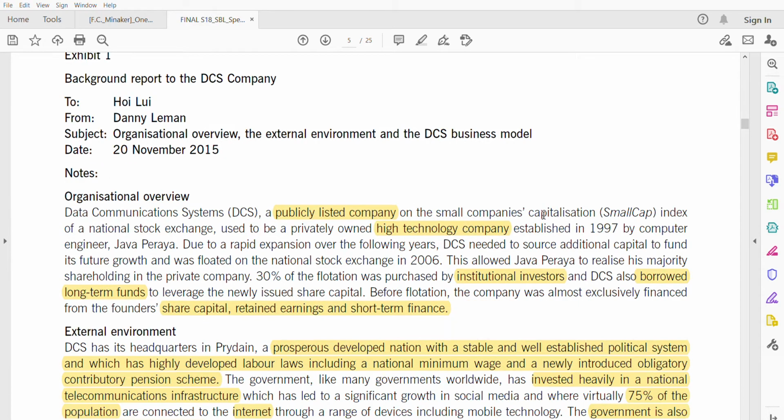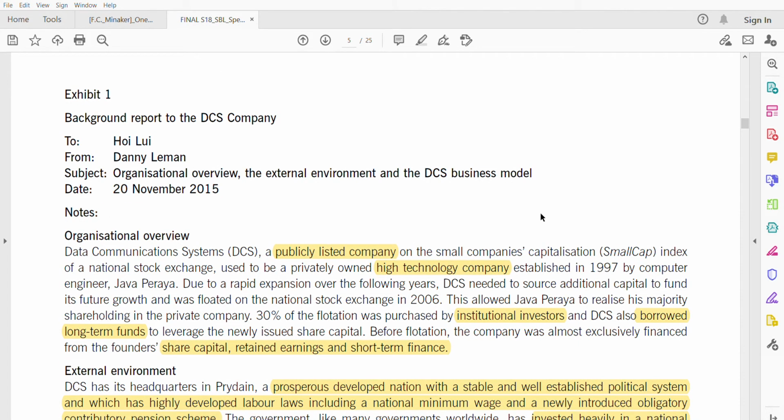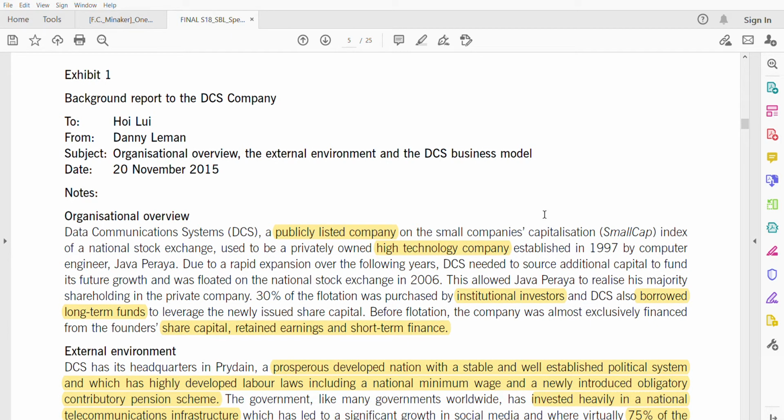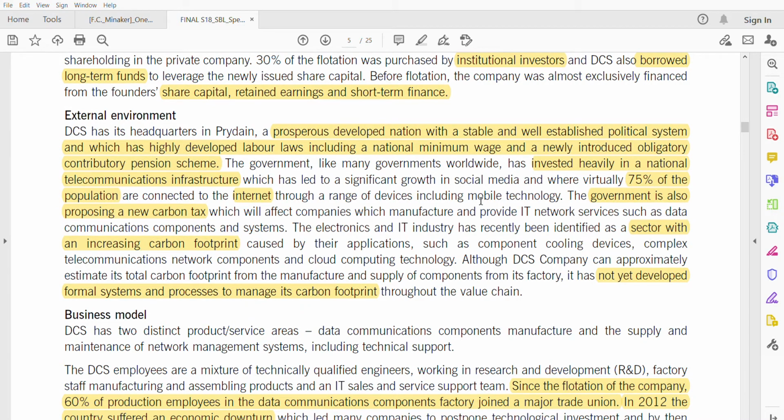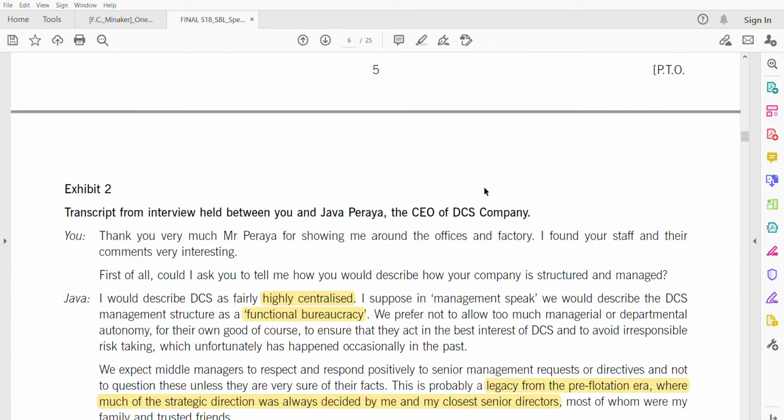Yeah, this is exhibit one. Clearly, you can see that you need exhibit one, because the subject is organizational overview, external environment, DCS business model. Of course you need this exhibit one. So keep exhibit one in your mind. Let's go to exhibit two.